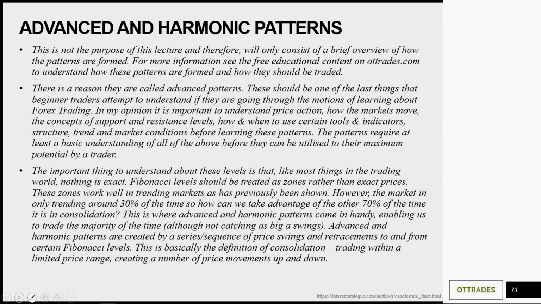So advanced and harmonic patterns are created by a series or sequence of price swings and retracements to and from certain Fibonacci levels. So obviously during consolidation, price is moving up and down all the time, and we're plotting the Fibonacci levels from those swing highs to swing lows. So if you're in a trend, price isn't going to be going up and down towards these fib levels. If you're consolidating, price is going to be going up and down, in and out of these Fibonacci levels. I hope that makes sense.